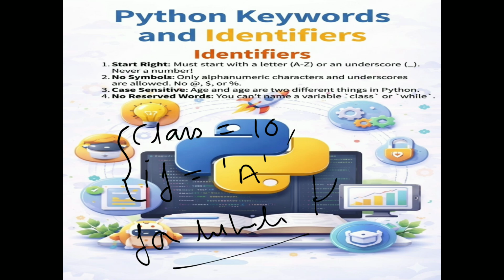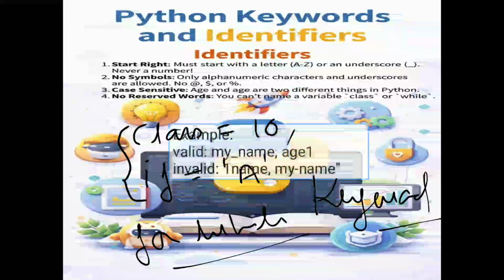class, if, for, while all are keywords, and keywords are not treated as identifiers, so they are not allowed to be declared as a variable. So there are some rules. First, a name does not start with any number, and special symbols are not allowed. It is case sensitive, so two different names are treated as different in Python, and reserved words are not allowed.